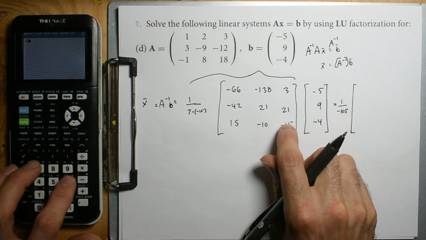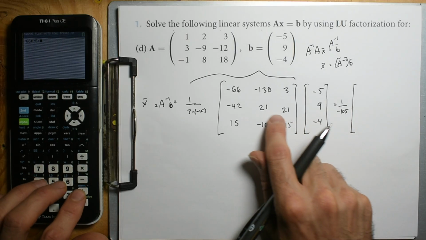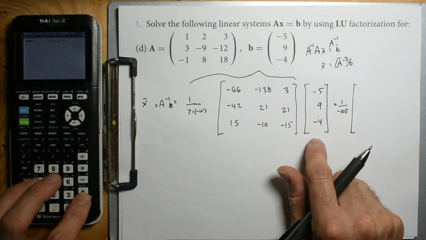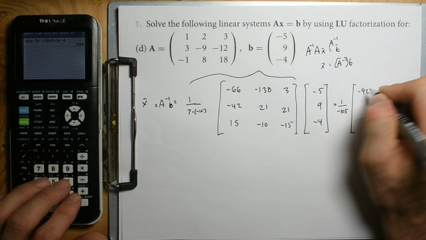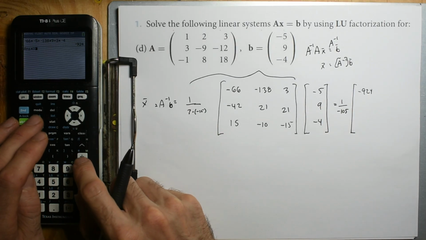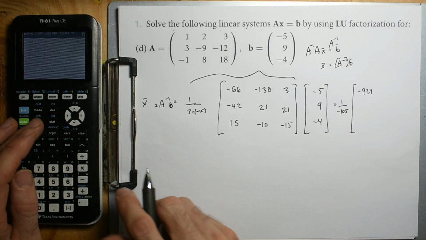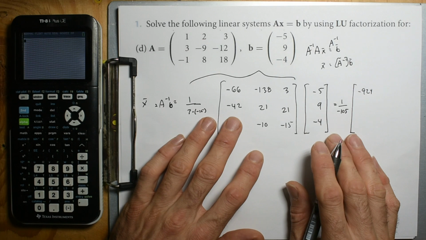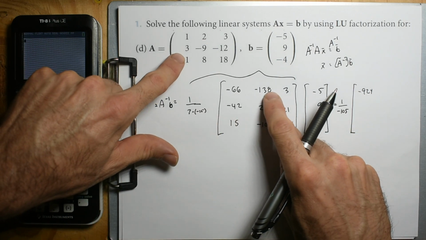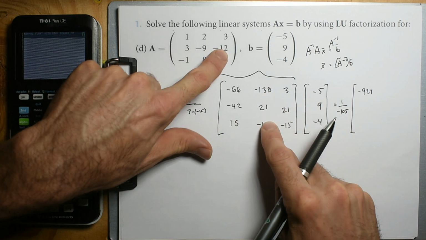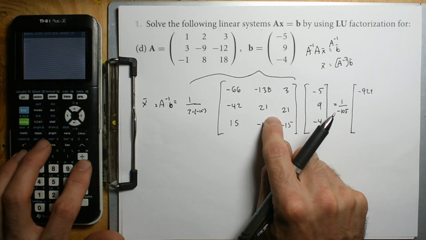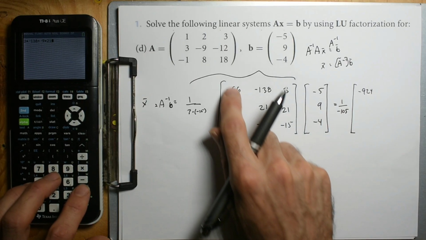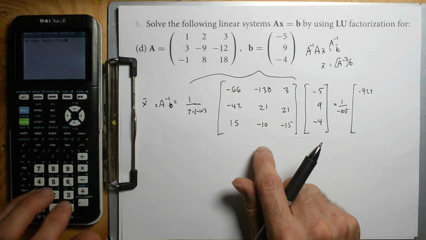So we got negative 66 times negative 5 plus negative 138 times 9 plus 3 times negative 4. And so we get negative 924. And maybe, I don't know if we messed up. We could check this one more time and just do like this one and this one. This should give us 105. So we're going to do 3 times negative 138 plus negative 9 times 21 plus negative 12 times negative 10.